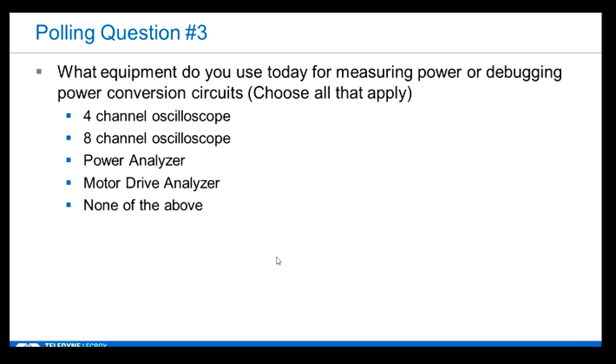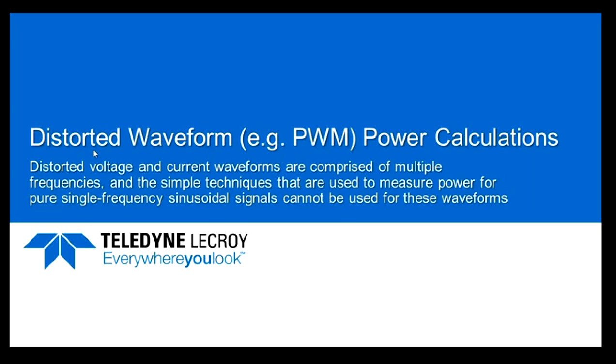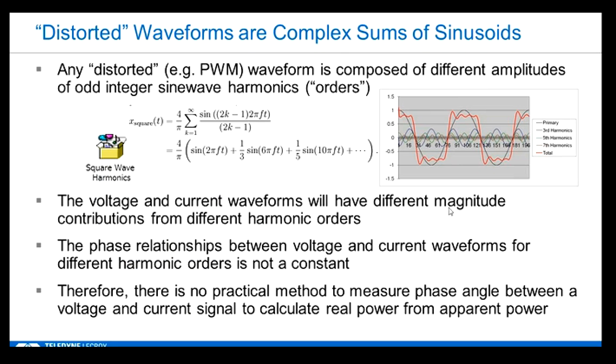So the next topic we want to cover is, how do we measure power in a distorted waveform situation? Obviously, the pulse width modulated waveforms we're showing you are really highly distorted. They have a lot of harmonic content in them. They have multiple frequencies. The simple techniques that we may have described previously, or that you may be familiar with, where you can measure power on a single frequency sinusoid, cannot be used on these kinds of waveforms. So we'll describe what can be done.